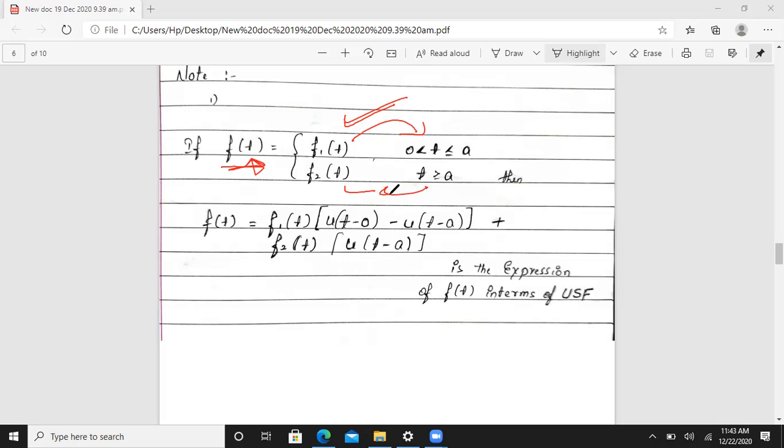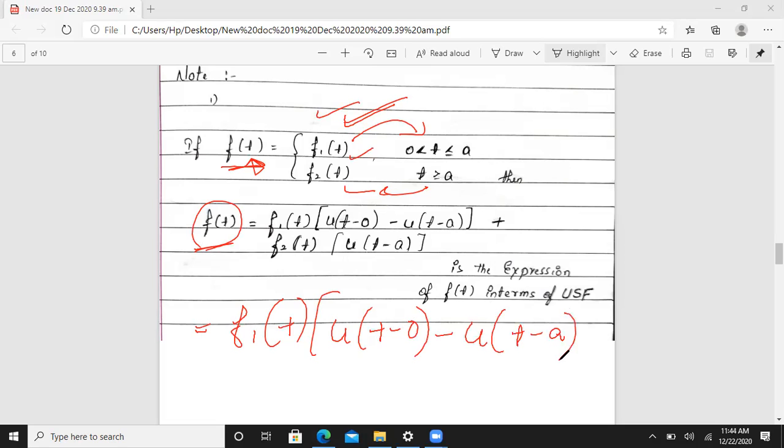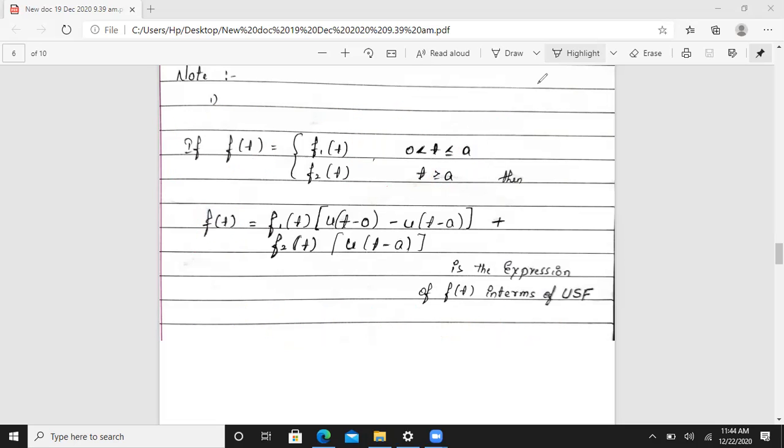Okay, and our formula is f of t is equal to, when we get two functions, at that time we will take the first one f1 of t into u of t minus 0 minus u of t minus a. Okay, so the first function here we have to take.